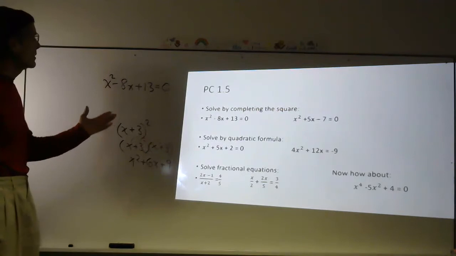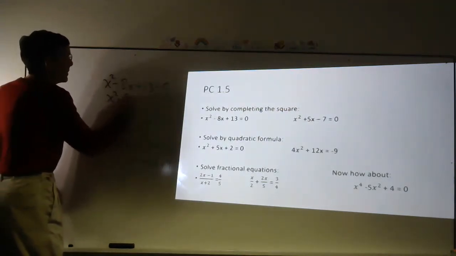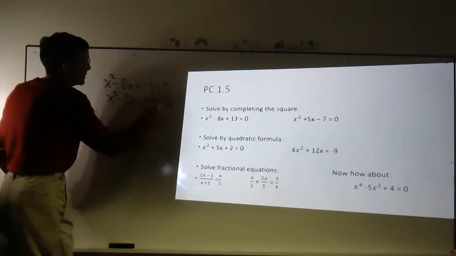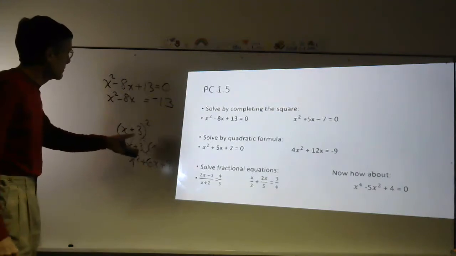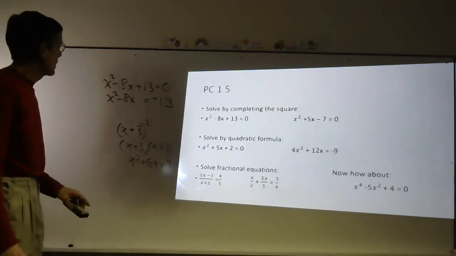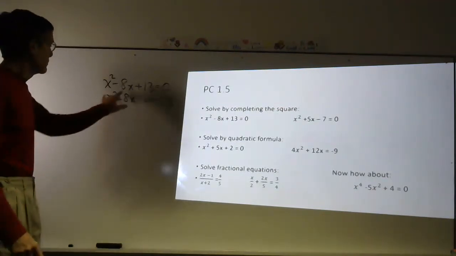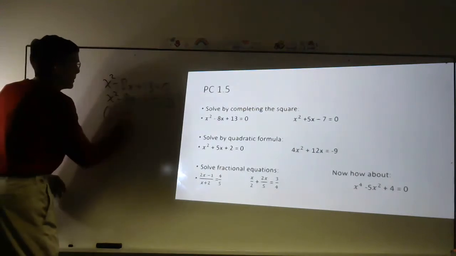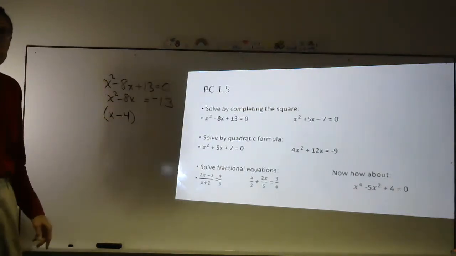Okay, to complete the square, I find it helpful to get rid of the 13. You have x squared minus 8x equals negative 13. I'm going to take it over to that side. All right, now remember this. 3 is half of 6, and 3 squared is 9. Okay? So if you want to complete the square on this guy, right here, you want to put x minus 4, half of 8. Okay?